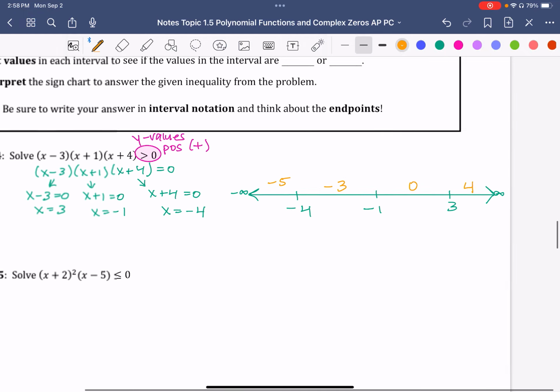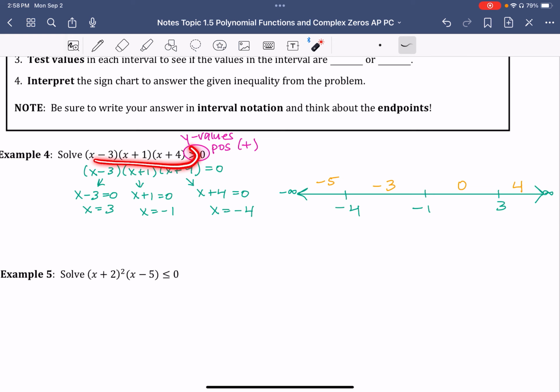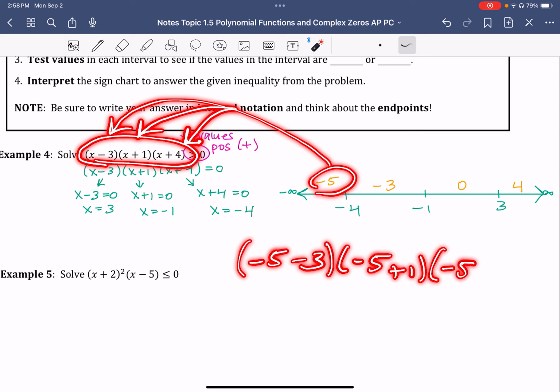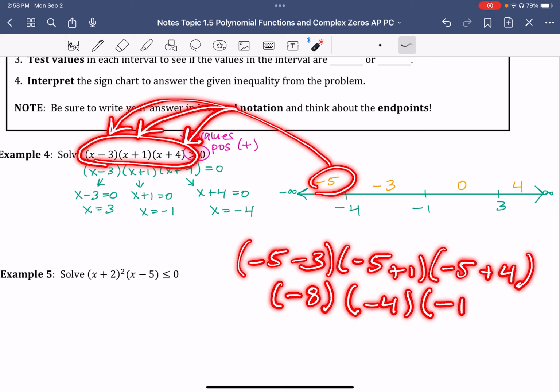Okay, so what we're going to do is you see these factors here. I'm going to be plugging these into every single factor in here. So in the first one, I'm going to do -5 minus 3. Then I'm going to do -5 plus 1. Then I'm going to do -5 plus 4. Okay? Now -5 minus 3 equals -8. So I know that this is going to be a -8. -5 plus 1 is -4, and then -5 plus 4 is -1.